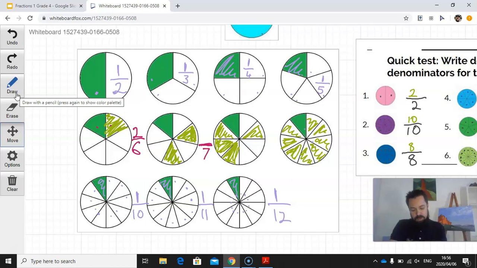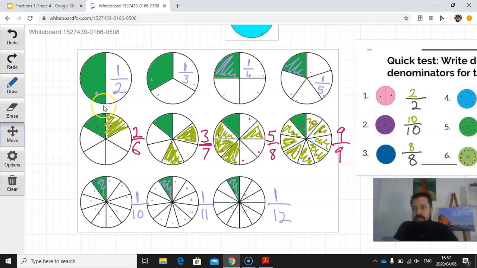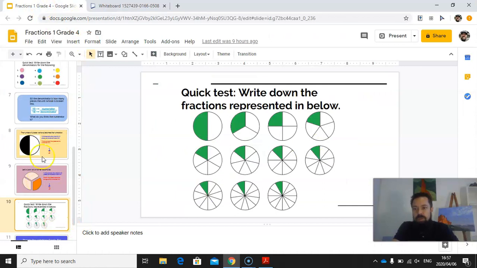3 of them are colored in, numerator is 3. Still have 8 pieces, 1, 2, 3, 4, 5, 6, 7, 8. We have 1, 2, 3, 4, 5 colored in, so numerator is 5. And the last one, we have 1, 2, 3, 4, 5, 6, 7, 8, 9. We have all 9 colored in. And so there we go, there's the fraction 9 over 9. All right, so that was having a look at the various fractions.